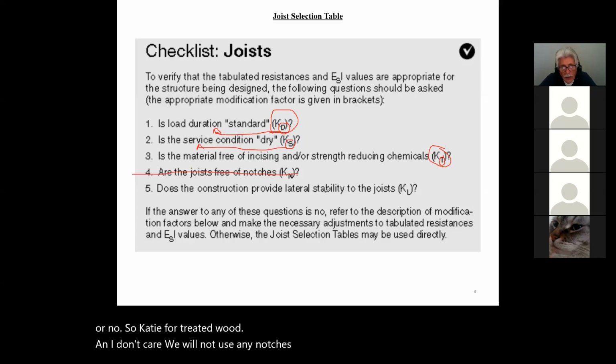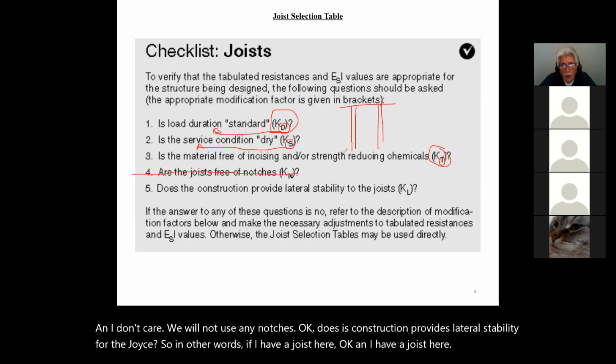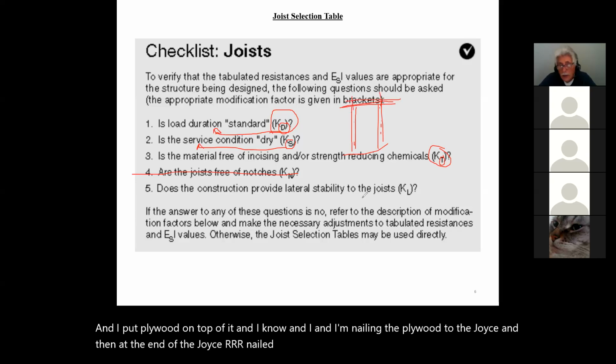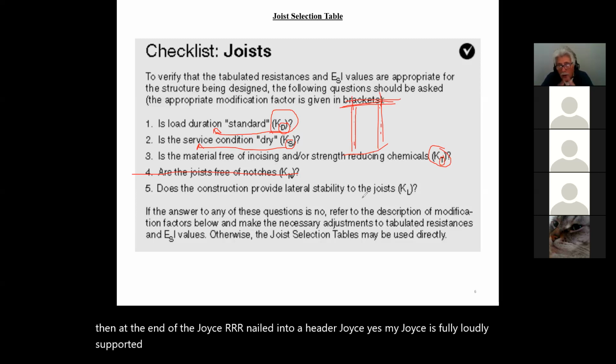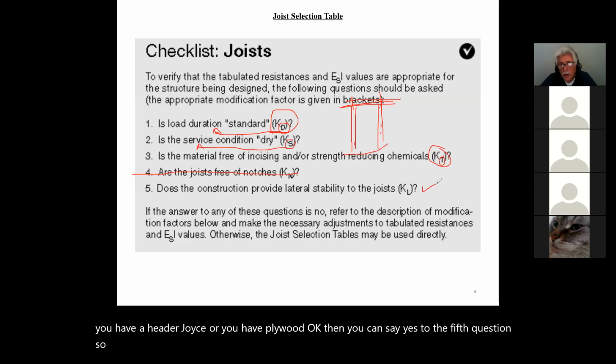Does this construction provide lateral stability for the joist? In other words, if I have a joist here, and a joist here, and I put plywood on top of it, nailing the plywood to the joists, and then the ends of the joists are nailed into a header joist, yes, my joist is fully laterally supported. So therefore I can use the table. As long as you have a floor condition where you have a header joist or you have plywood, then you can say yes to the fifth question. So this is automatically yes, because I will be laterally supporting my joist with the sheeting.